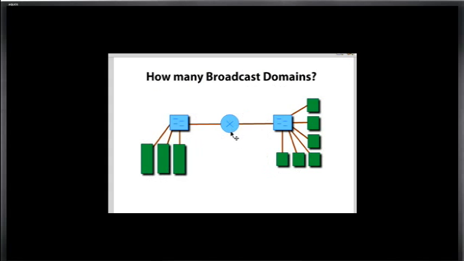So now instead of one broadcast domain, you have two broadcast domains. Now on the tests, they'll confuse you with that because they'll say routers break up broadcast domains. Well, what does that mean? Quite simply, it means routers create broadcast domains. If you have a router, you now have two networks and you have two broadcast domains. All right, so how many broadcast domains in this example? Two. How many now? One.